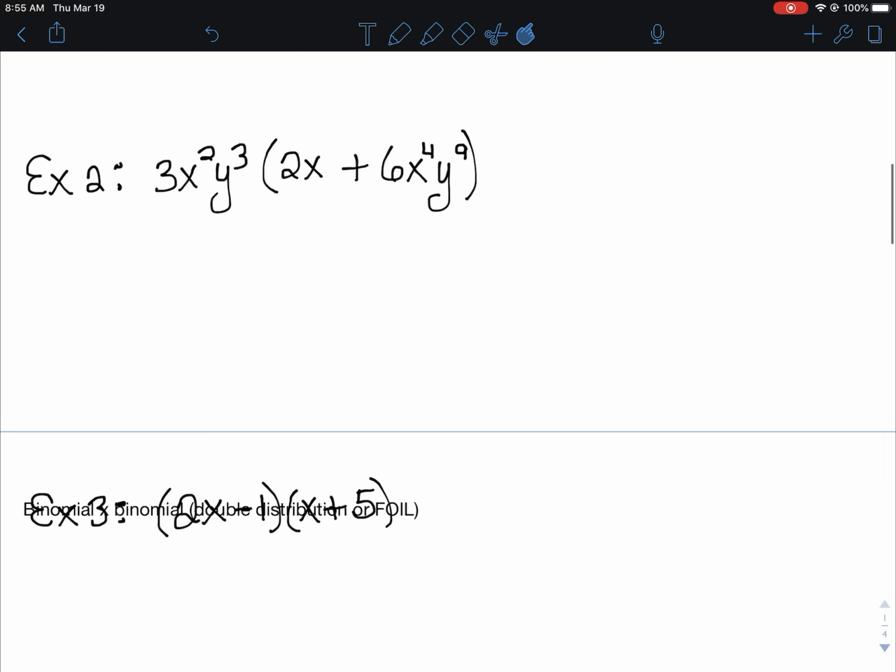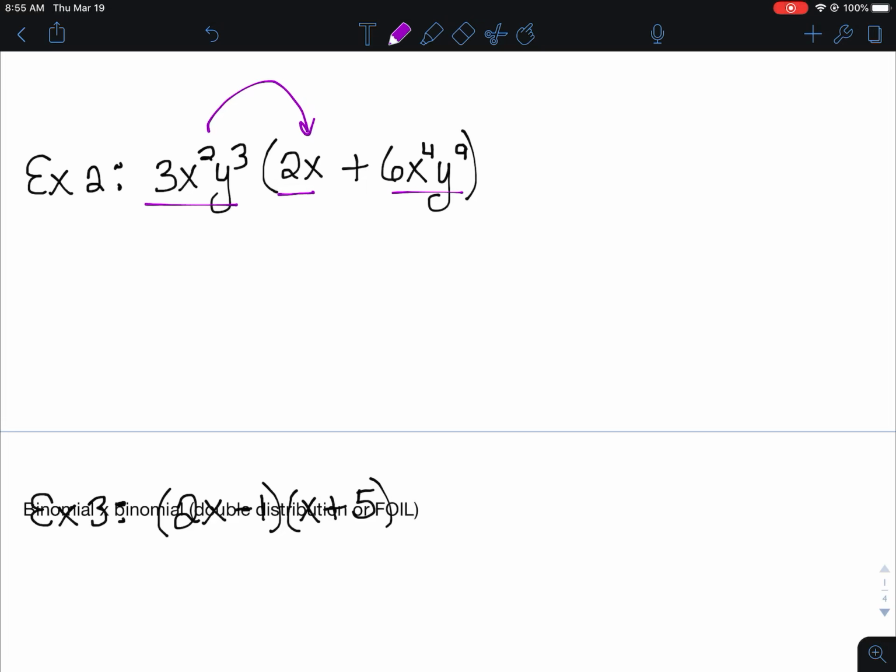Next, let's look at one that has multiple variables in it. So here we have 3x squared y to the third times 2x plus 6x to the fourth y to the ninth. This is still a monomial because all of those things are connected with multiplication, not addition or subtraction. And this is a binomial because they're separated with one addition sign. There's 2 components. So same process, I'm going to distribute, and we're going to multiply the like components together.